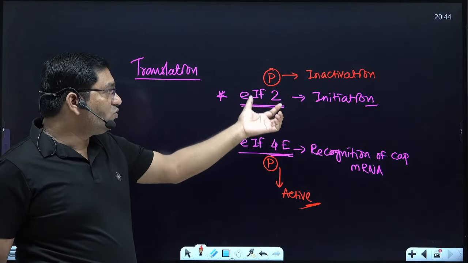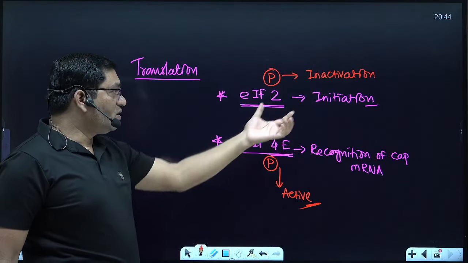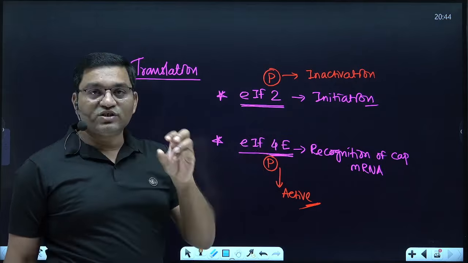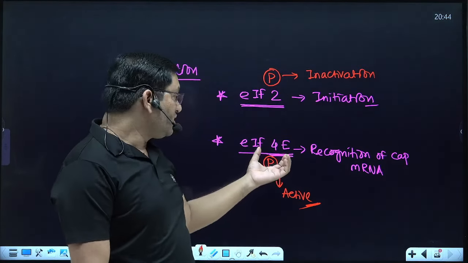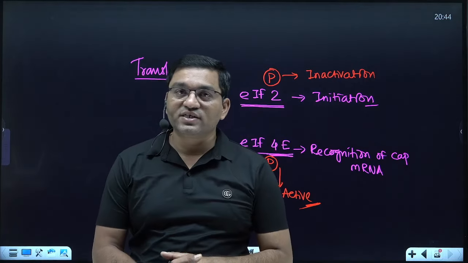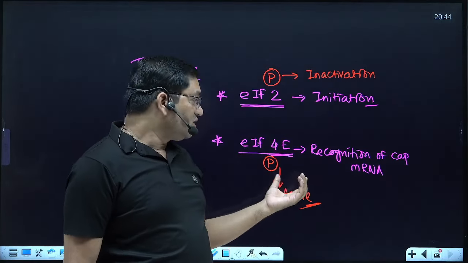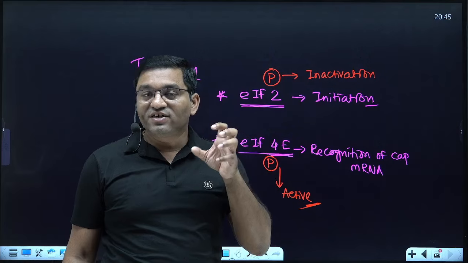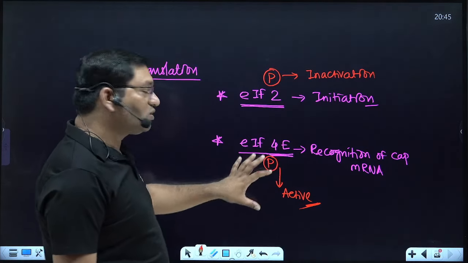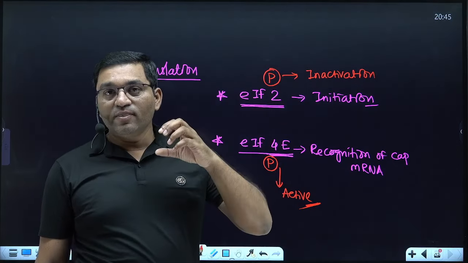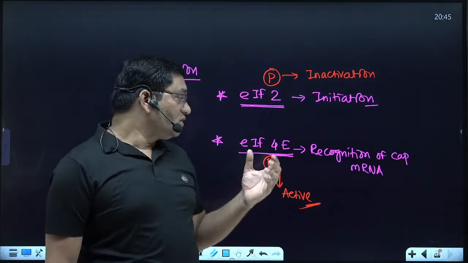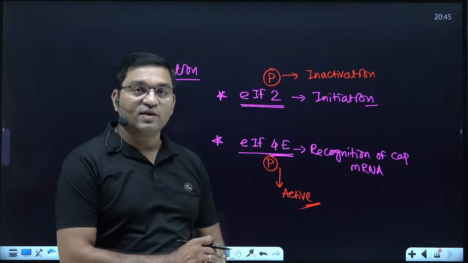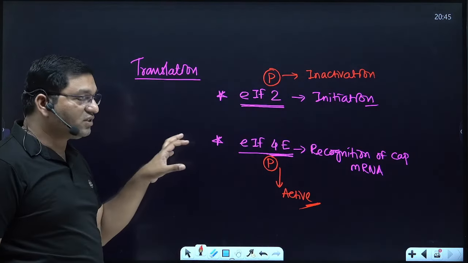Eukaryotic initiation factor 2, by the phosphorylation, there is inactivation of the initiation of the translation process. And by phosphorylation of factor 4E, which is important in the recognition of cap, it is a component of the 4F complex, which binds with the cap of the mRNA. So by phosphorylation, this factor becomes active, and it recognizes the cap of the mRNA, which is also important for the initiation of the translation process. The phosphorylation is done with the help of particular kinases. So this is how translation is regulated.